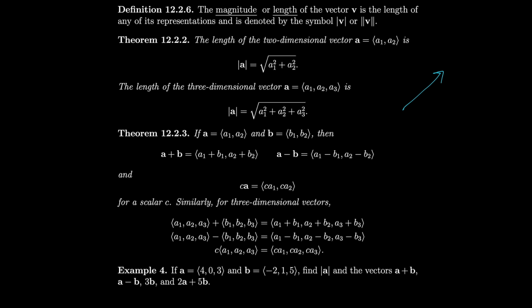So that's not too bad. If a is equal to a1, a2, and b is equal to b1, b2, then the sum is a1 plus b1, a2 plus b2, and the difference is a1 minus b1, a2 minus b2. So the cool thing here is that this is actually consistent with our tip-to-tail method.